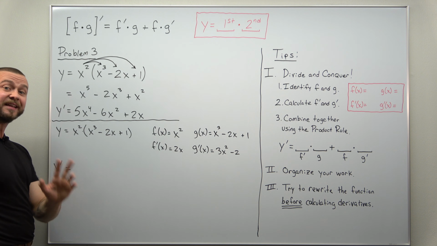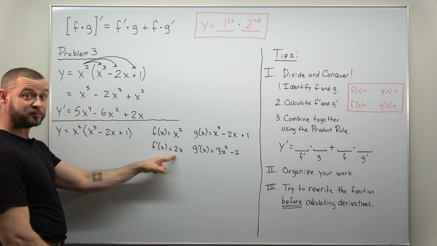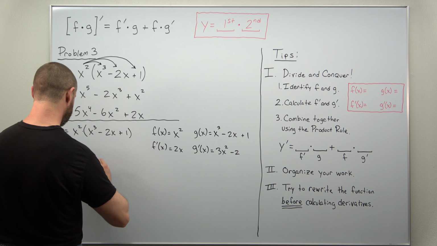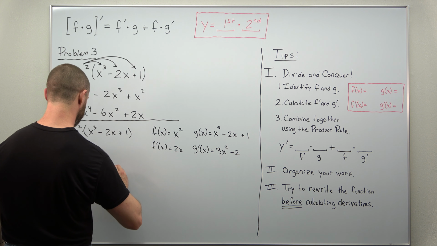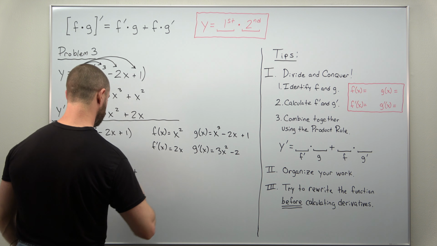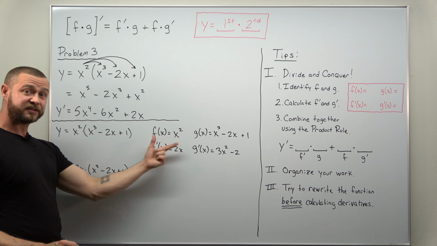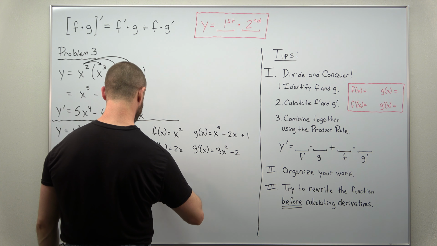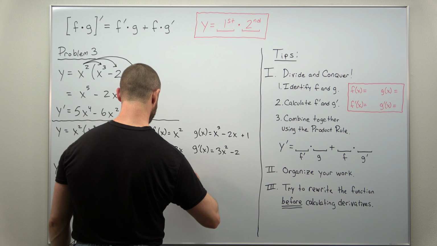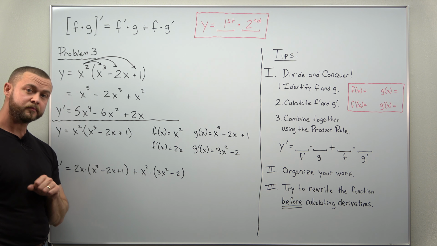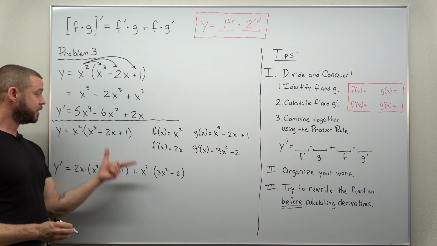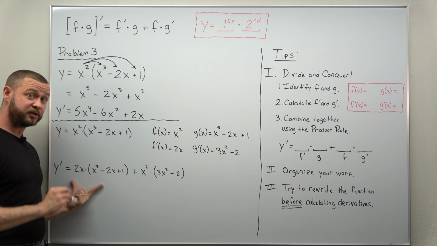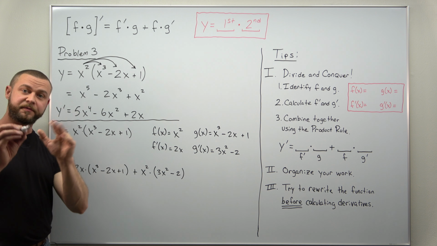All right, we have all the pieces to calculate the derivative y prime. That comes out to f prime times g, so 2x times x cubed minus 2x plus 1. And then we add to that f of x, which is x squared, times g prime, which is 3x squared minus 2. Now at this point, the answer for our derivative looks very different from the first attempt, but if we go ahead and distribute, we'll probably get an answer that looks very similar.